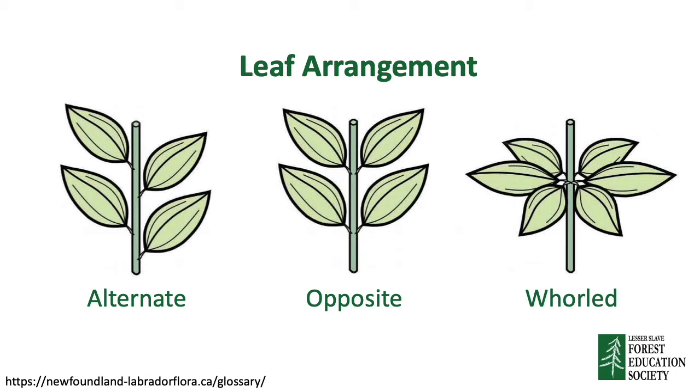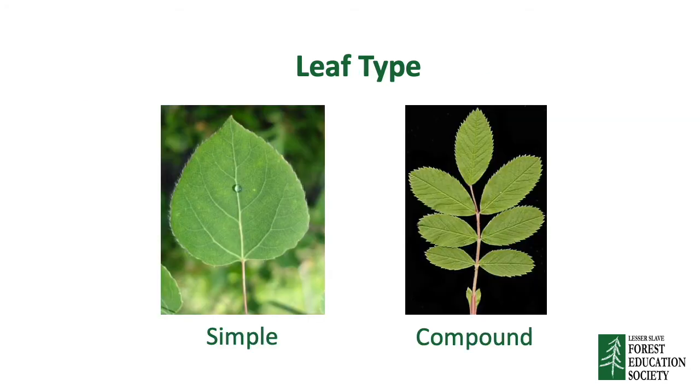Leaves can also be arranged opposite from one another on the stem. The last leaf arrangement we'll talk about is whorled, where the leaves grow from the same point around the stem in a circle. Finally, the type of leaf can give us a clue to identify the plant.